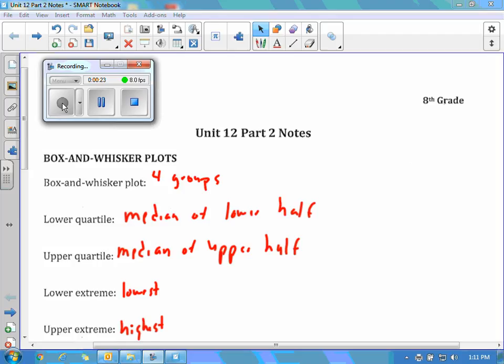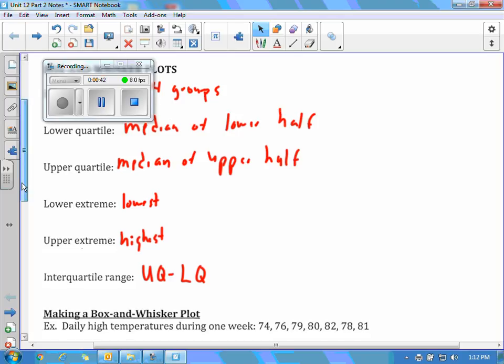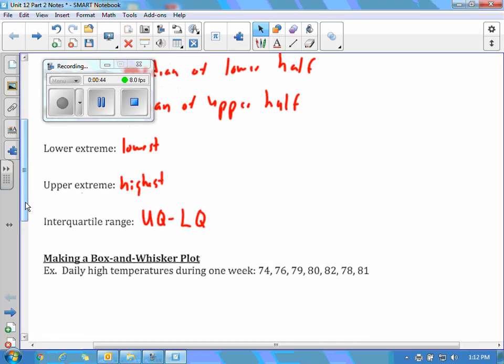The lower quartile, which is one of those groups, is the median of the lower half. So median, again, means lining up from least to greatest. The median is the one in the middle, so you cut it in half. The lower quartile is the median of that lower half. The upper quartile is the median of the upper half. The lower extreme is just that, the absolute lowest number. The upper extreme is the absolute highest number. The interquartile range is the upper quartile minus the lower quartile, so basically the difference of the two.